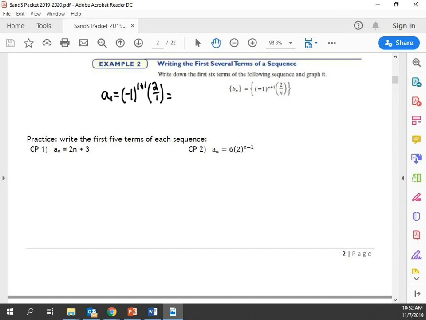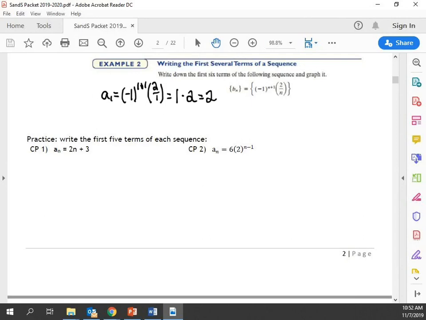And now we're going to go ahead and simplify this. So -1 raised to the 1 plus 1. That's -1 squared. What's -1 squared? 1, right? Times 2 divided by 1. So you end up just getting 2, right? Okay?